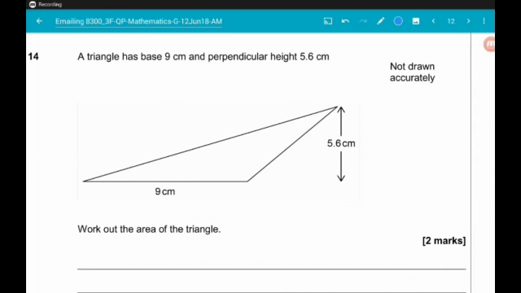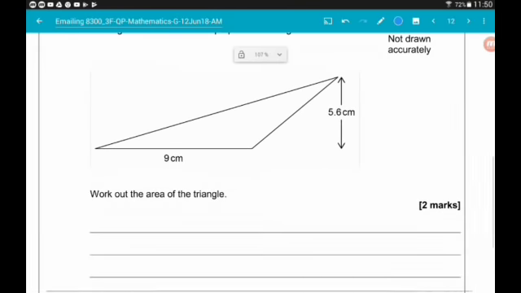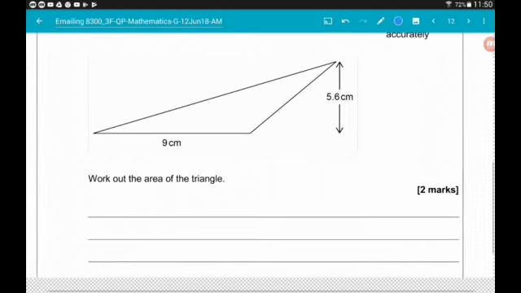24. A triangle has base 9 centimetres and perpendicular height 5.6 centimetres. We want to work out the area of this triangle. A very common misconception here is that base times height divided by 2 is only right for right angled triangles. It's not. It's for any triangle. As long as we know the base and the perpendicular height, then it's base times height divided by 2.